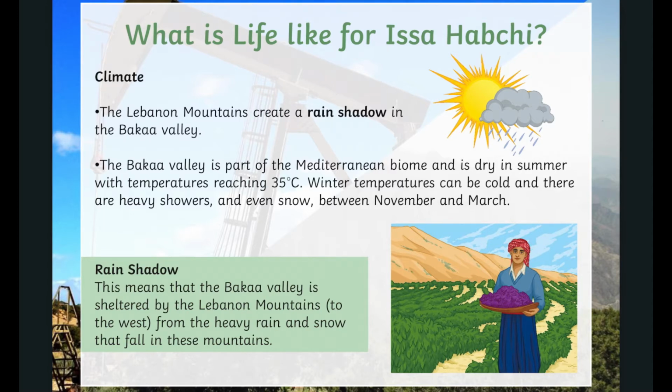Now, the Bekaa Valley is part of the Mediterranean biome, the Mediterranean climate zone, and it's dry in the summer with temperatures reaching 35 degrees Celsius. Winter temperatures can be cold, and there are heavy showers and even snow between November and March.